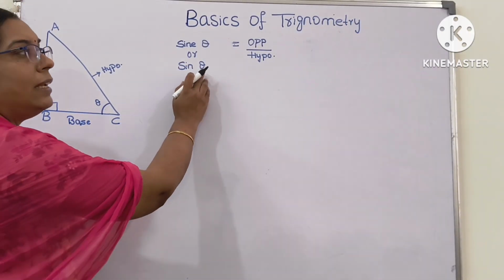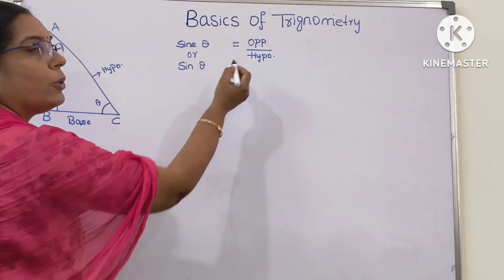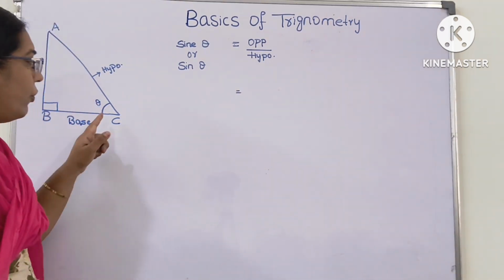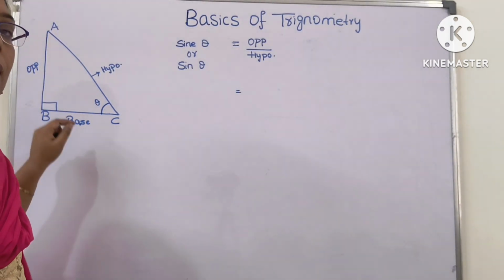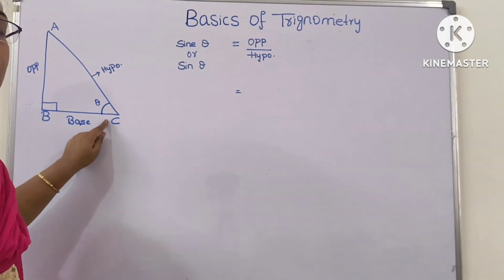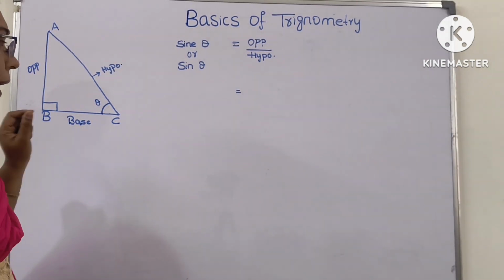So what is a sine? Sine is the ratio of the opposite side by the hypotenuse. Now, what are we basing these sides on? We are naming the sides based upon C, which is my acute angle.